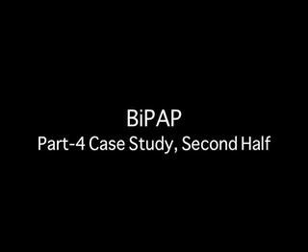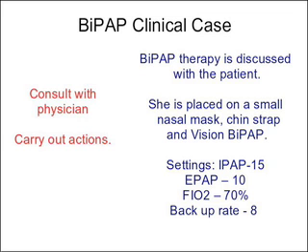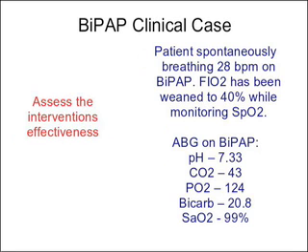With regard to instituting BiPAP, you make this recommendation to the physician. He agrees and asks for an IPAP of 15, an EPAP of 10, an FiO2 of 70%, a backup rate of 8. Remember, BiPAP is indicated for people who are spontaneously breathing. We're also using a small nasal mask and a chin strap to keep our mouth closed. We repeat a blood gas after placing the patient on these settings on BiPAP.